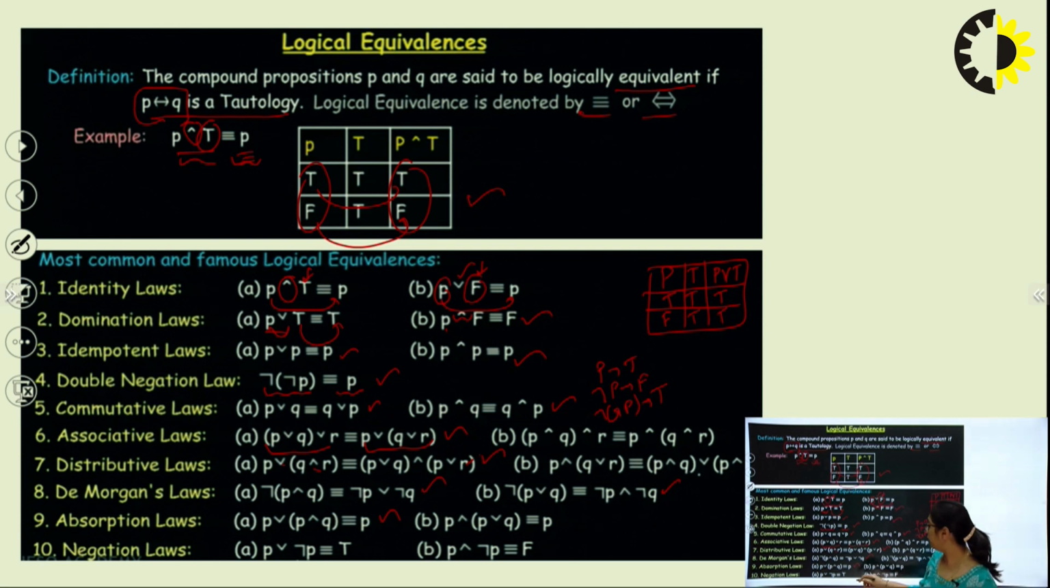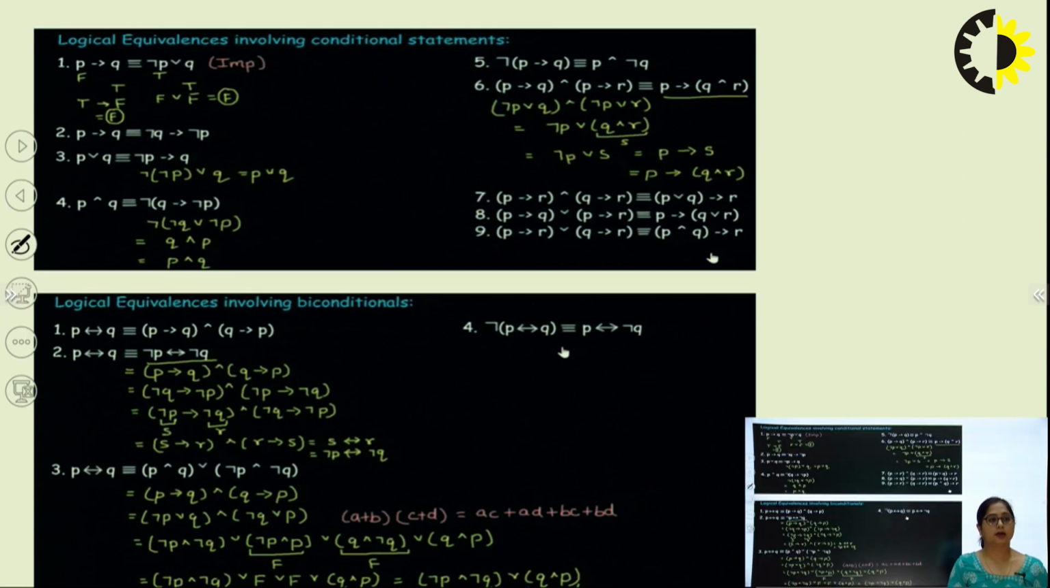Next is the negation law. P disjunction negation of P will give you true. P conjunction negation of P will give you the false value. So these are the various laws to prove directly, without the help of the truth table, whether these are logically equivalent or not. So here some examples are there: logically equivalent involving conditional statements.